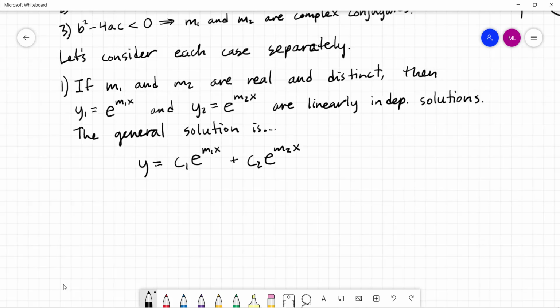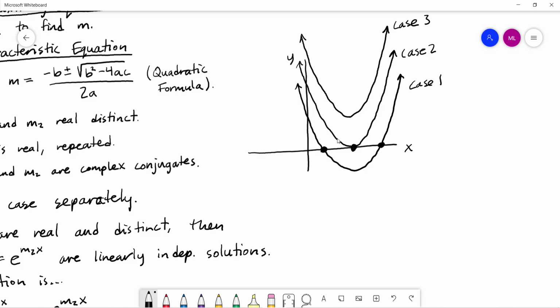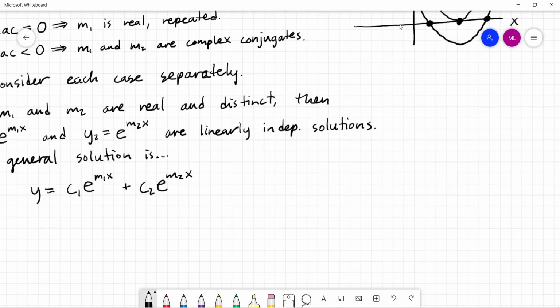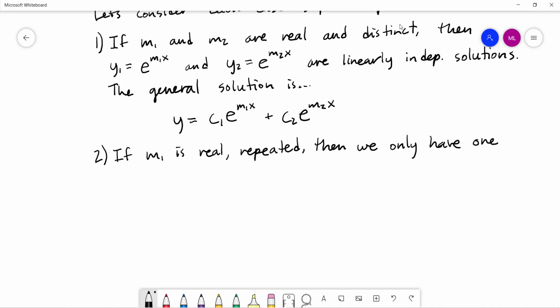So case number 2, where m1 is real and repeated, the case where our parabola just comes down and just barely grazes the axis and then returns. So let's look at case number 2. If m1 is real but repeated, then we only have one solution, which is that y1 equals e to the m1x.